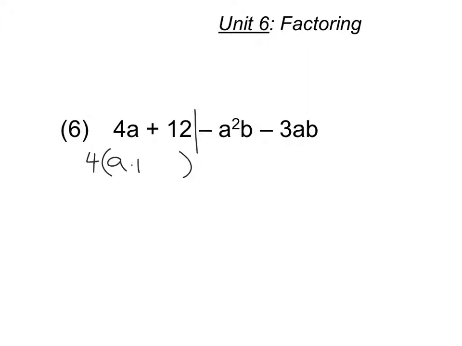A plus 3. Now on the right-hand side, we know we're going to pull out an A. What else can I pull out? B. What about signage? A negative, yeah. So if I divide each of these terms by negative AB, what am I going to be left with? A plus 3.